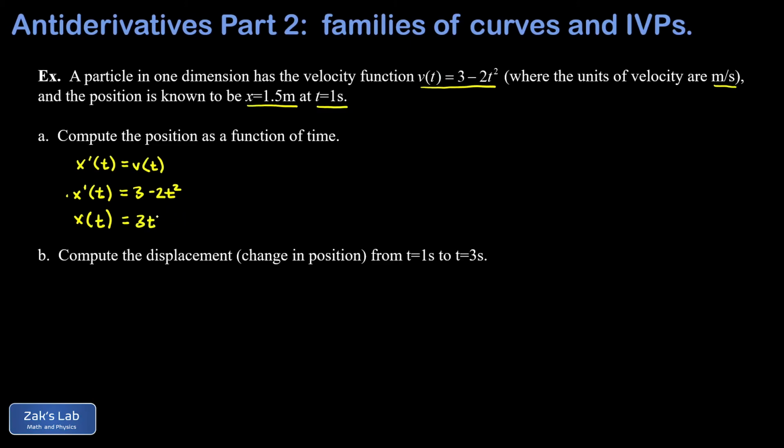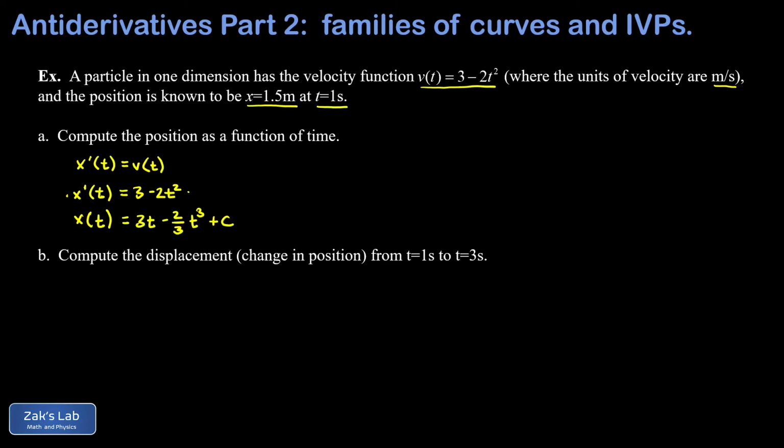What about the t squared term? I know the t squared part has an antiderivative of 1/3 t cubed, and the constant in front is a spectator, so I end up with negative 2/3 t cubed. And as a general solution, it's got to come with an arbitrary constant. The most general antiderivative that differentiates to the given velocity function is 3t minus 2/3 t cubed plus an arbitrary constant, c.